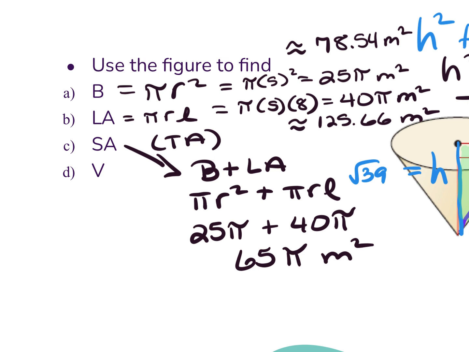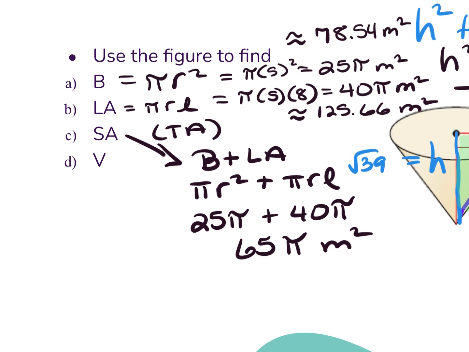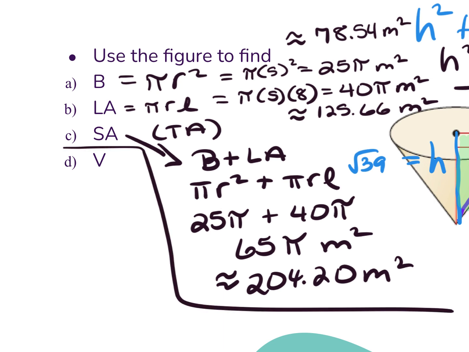However, if it says round to the hundredths place, 204.20 meters squared. So just read how it wants you to leave the answer.